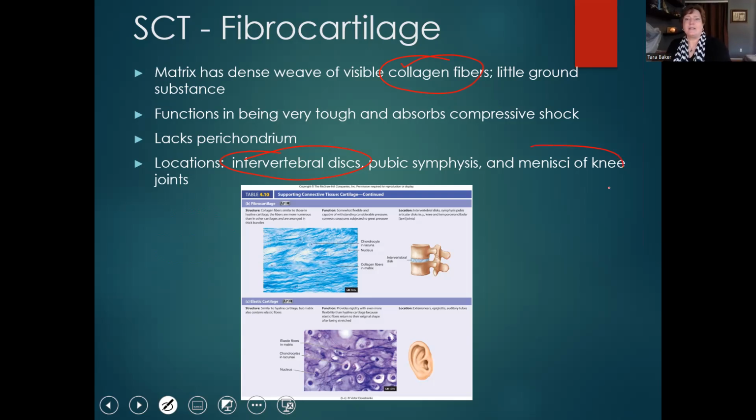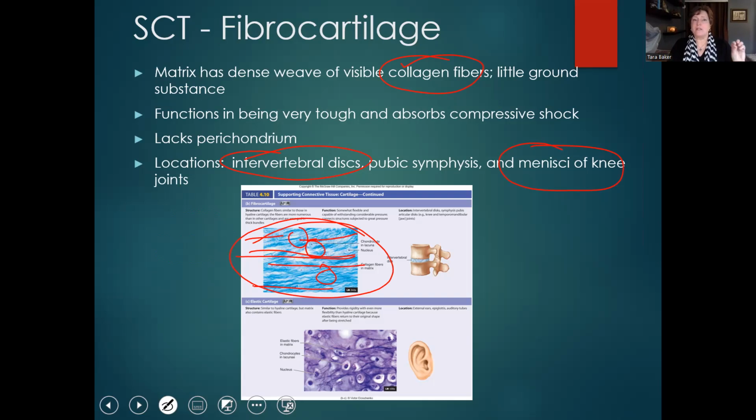The menisci of the knee, so where the two bones come together at your knee, there is fibrocartilage, and that also breaks down every time you take a step. So it is strong. It is able to withstand a lot of pressure, but over time it's going to break down, but it's really tough. If we look at it, we see a lot fewer chondrocytes in lacuna, and we see a lot of fibers. And these fibers are fatter and flatter than the elastic cartilage that we saw before.